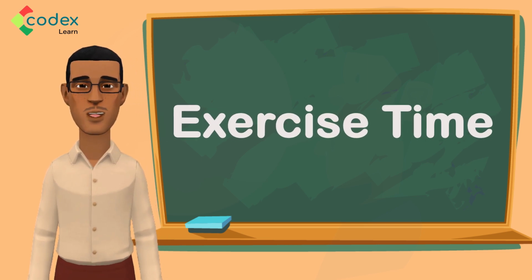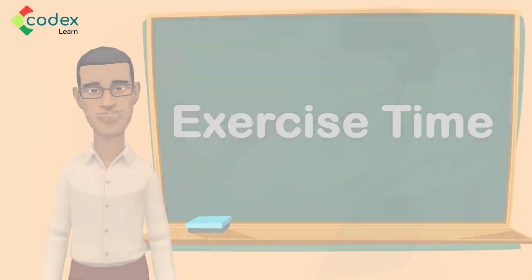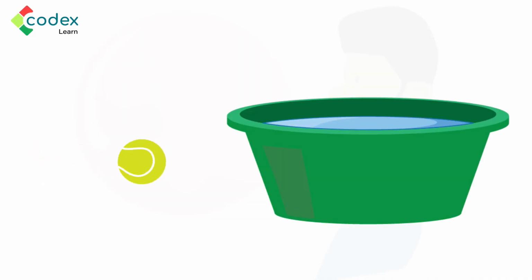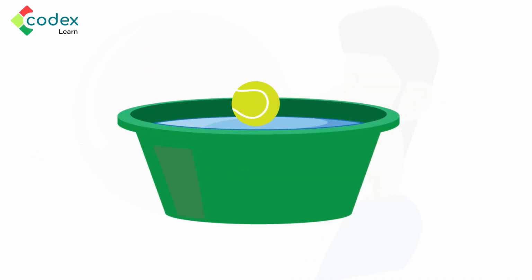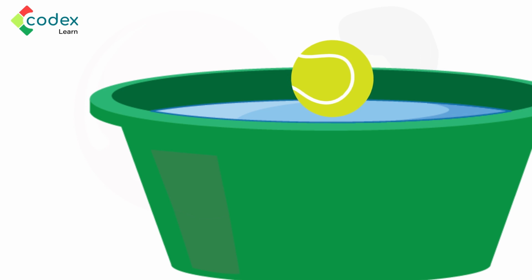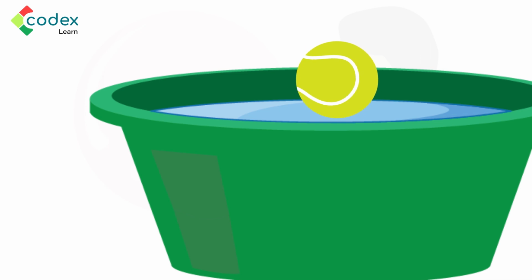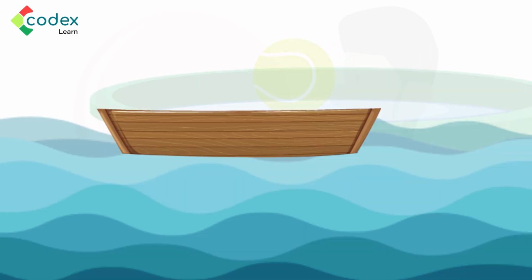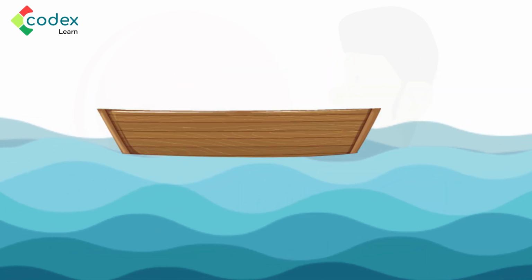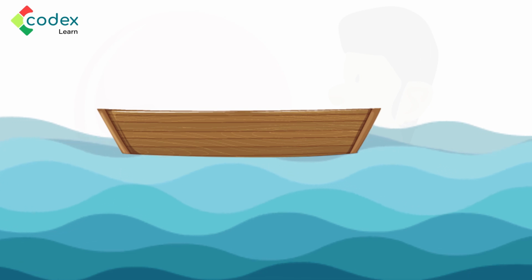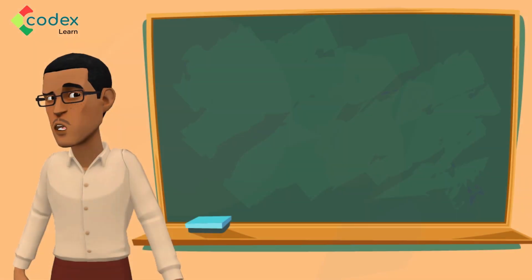Let us try a short exercise. For this exercise, you will need a ball and a tub of water. Place the ball in the tub of water. What happens? Does it sink or float? This is because the air pressure inside the ball is lesser than the air pressure under the ball. This is the same thing that happens when a boat is on water. The boat is able to float because of air pressure. Air pressure is useful for water transportation.